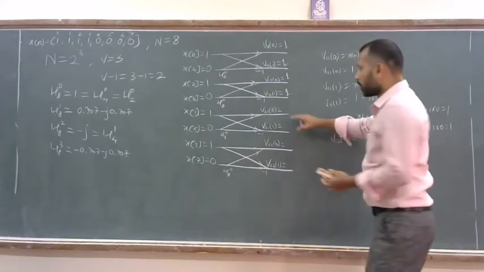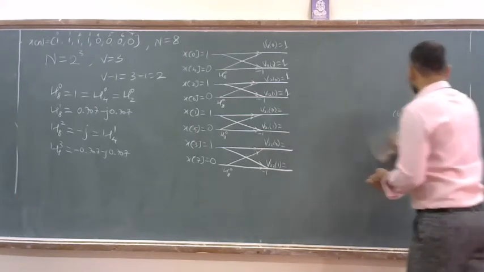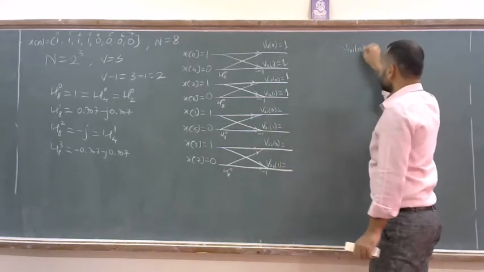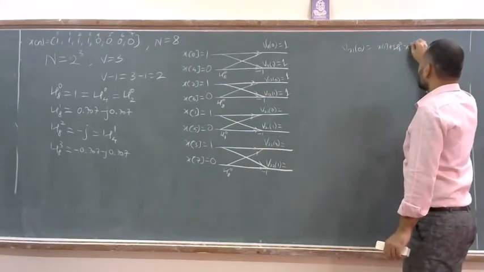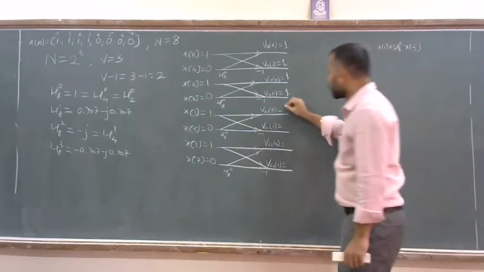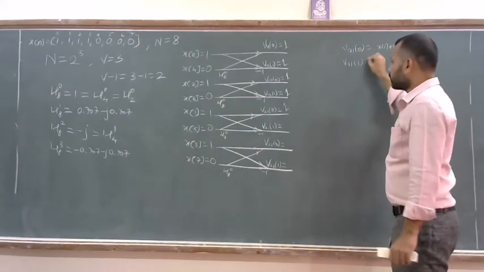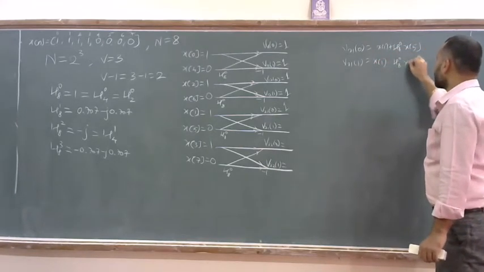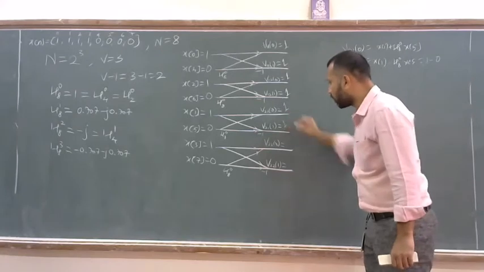And the same thing applies for the remaining two. That is V21 of 0, which will be x of 1 plus W80 x of 5. x of 1 is 1, x of 5 is 0. So again this point will be equal to 1. V21 of 1 will be x of 1 minus W80 x of 5. Substitute the values, it will be 1 minus 0. So the second DFT point here will be 1 again.